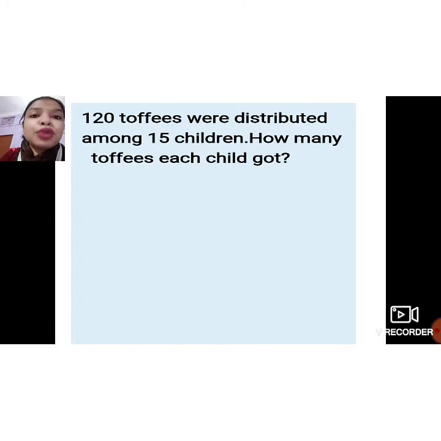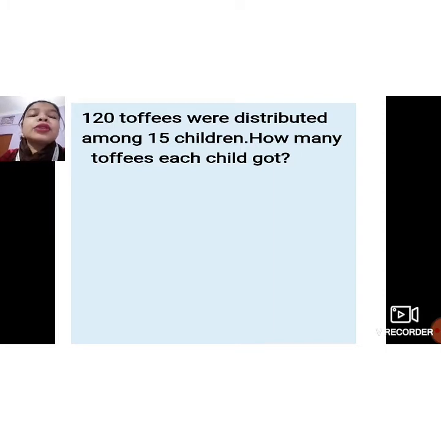So to understand more about division, I have taken a question here. This question is not about money, just a simple question on how to divide a number. I have taken here: 120 toffees were distributed among 15 children. How many toffees did each child get? We have to find the number of toffees that one child got.